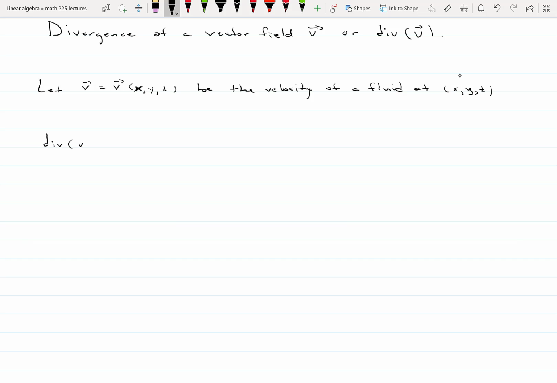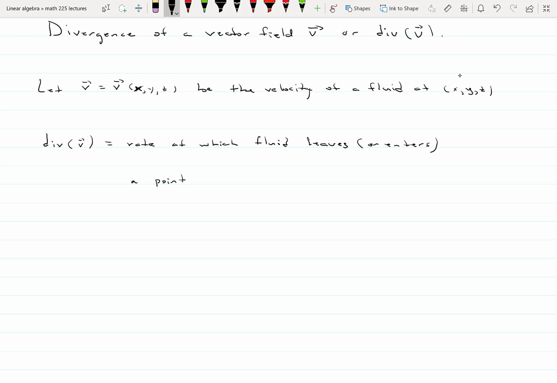The divergence of V is the rate. It's going to sound a little funny here, but it's very common. These kinds of quantities are very common in higher physics. It's the rate at which fluid leaves or enters. You can think about leaving, though, for now. Leaves or enters a point.